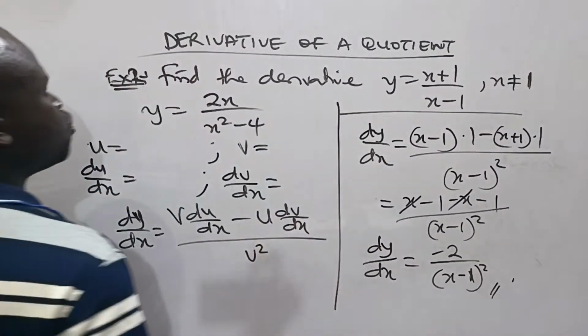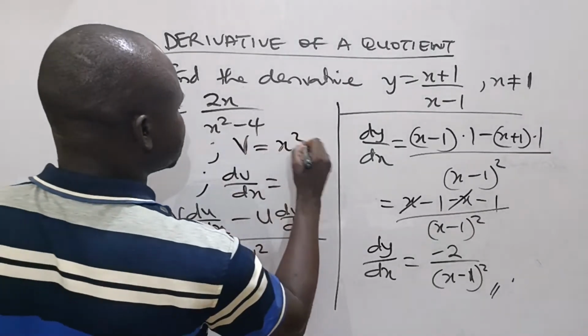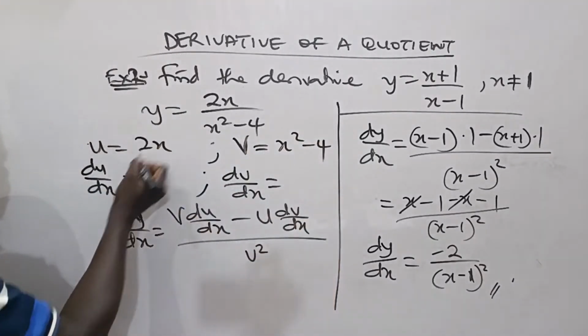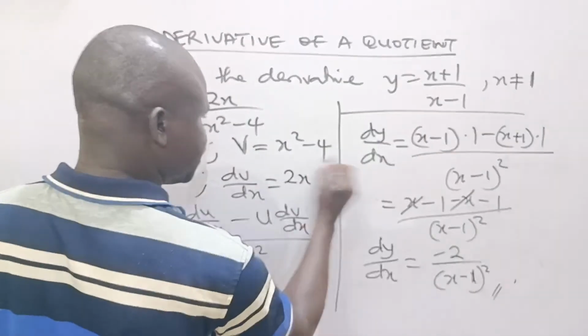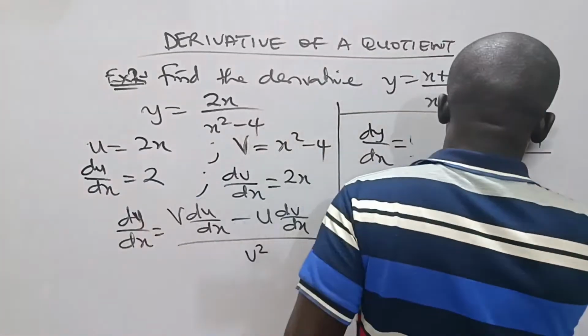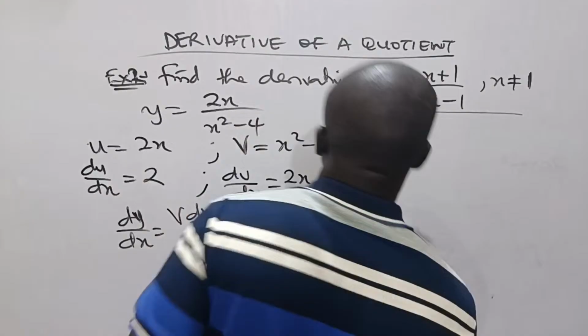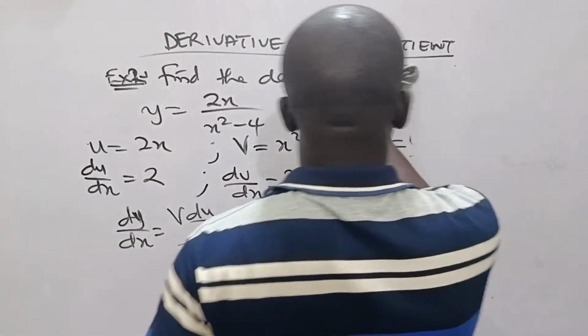u will be the numerator, which is 2x. v will be the denominator, which is x squared minus 4. So here, when we differentiate 2x, we are going to get 2. When we differentiate x squared, we are going to have 2x. The differential of a constant is 0. Then this is the formula. Just come to this place and substitute for x. That's what we are going to do here.